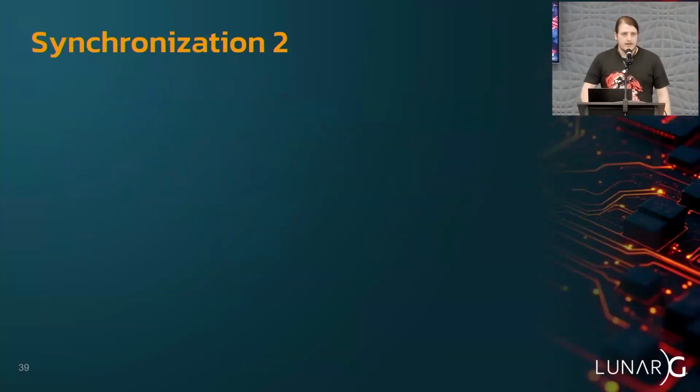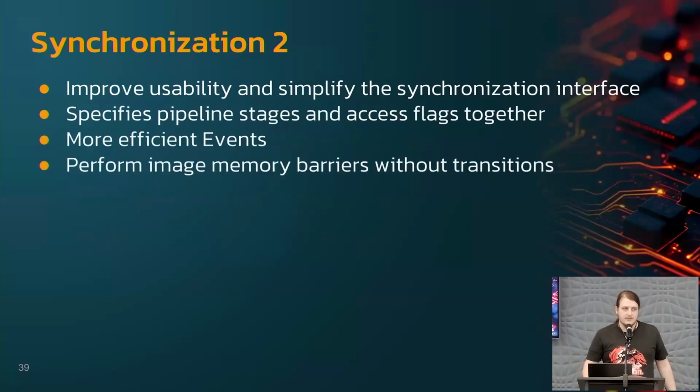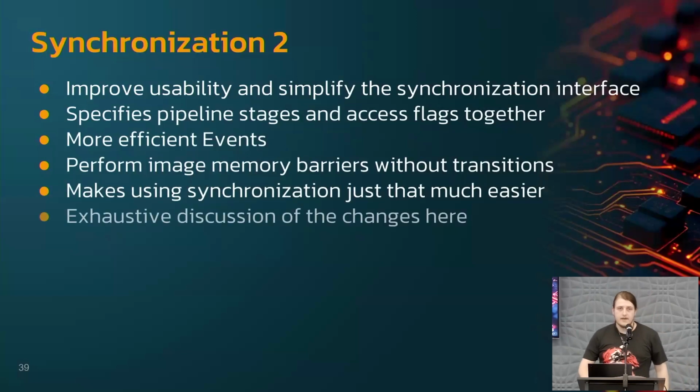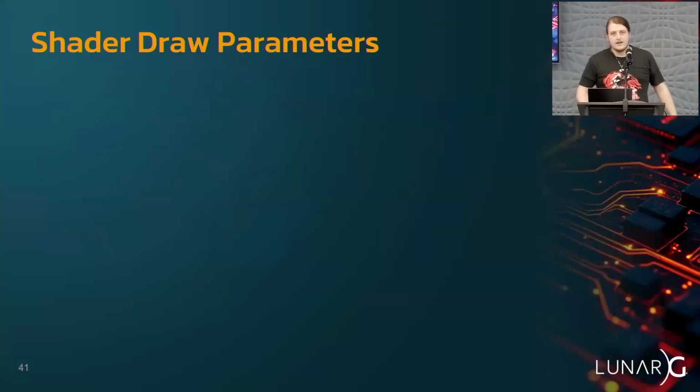Synchronization 2 reorganizes the API of Vulkan to be just nicer to use with synchronization, connecting things that were not connected, so it's easier to understand what's happening and how to use the API most efficiently. I think Vulkan Guide also has a good article on what it has. I'm going to skip through this quickly. Shader draw parameters. They were missing. They've been added. It's great.